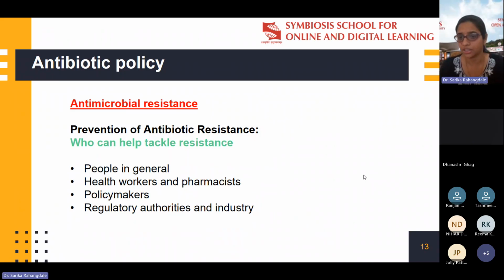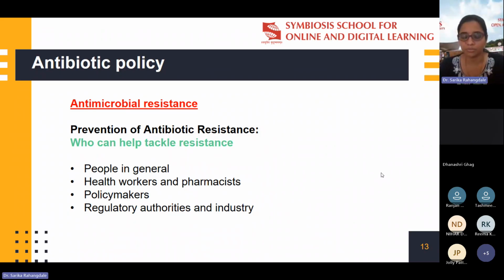These are the reasons why antimicrobial resistance has increased. But what exactly does antimicrobial resistance mean? As per WHO, antimicrobial resistance is the resistance of a microorganism to an antimicrobial drug that was once able to treat an infection by that microorganism.